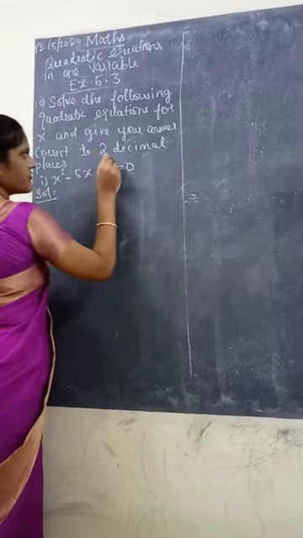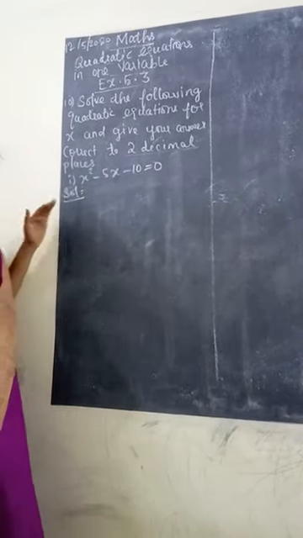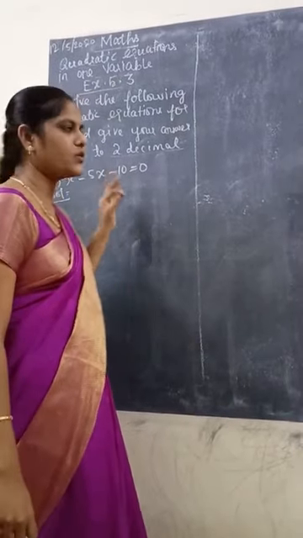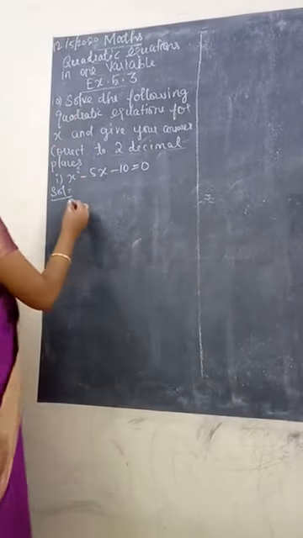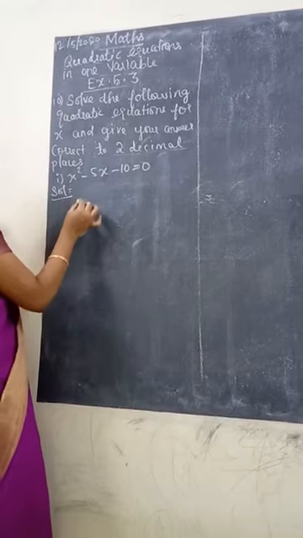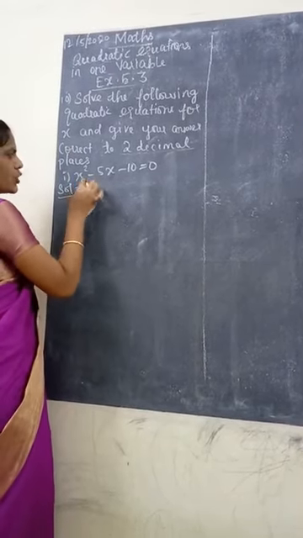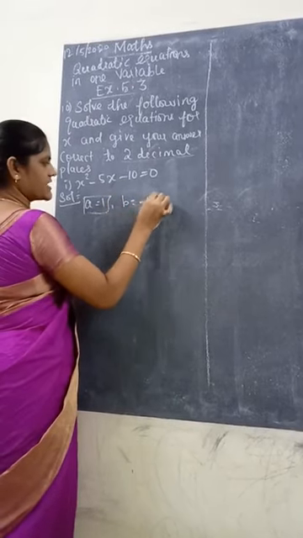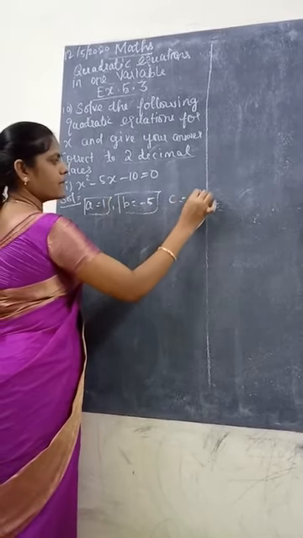Here one difference is the 2 decimal places. Here we need to use values up to 2 decimal places. That is only newly introduced here. So proceed up to the usual form. What is the coefficient of x squared? a is 1. What is b? Minus 5. What is c? Minus 10.